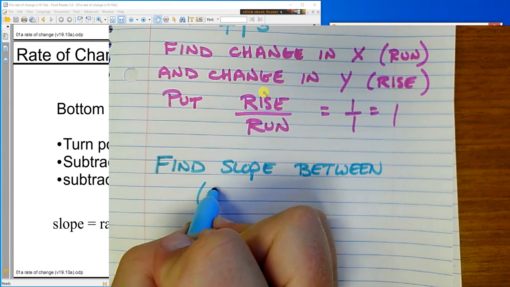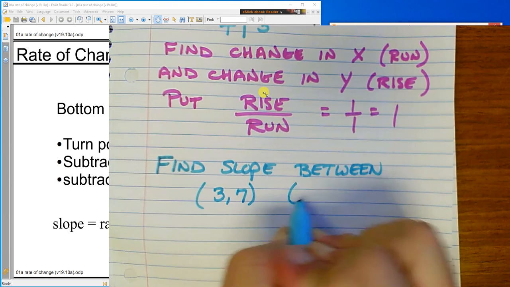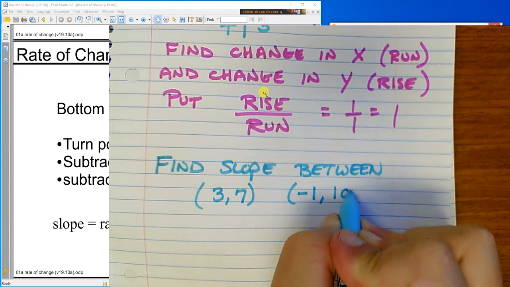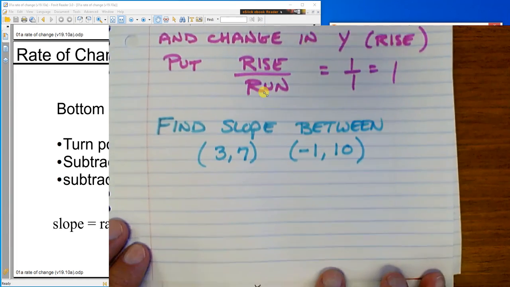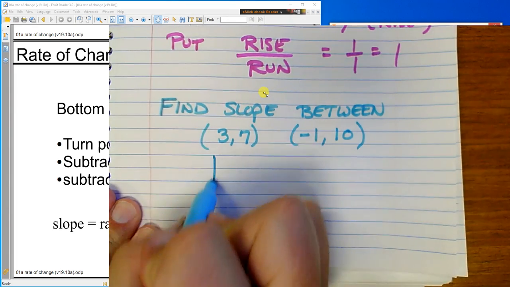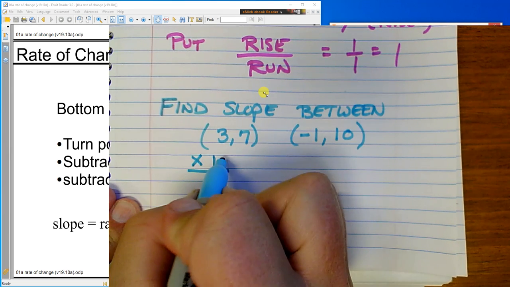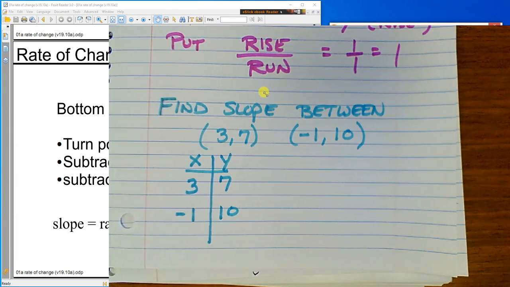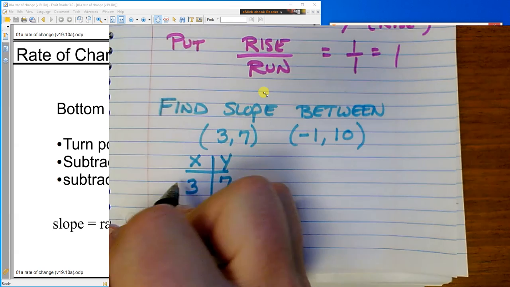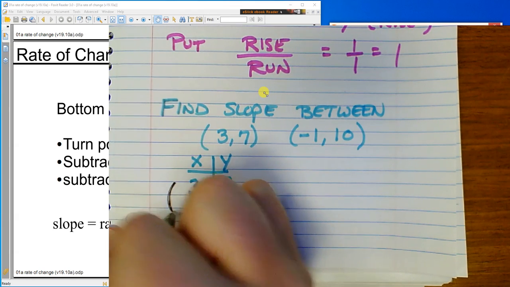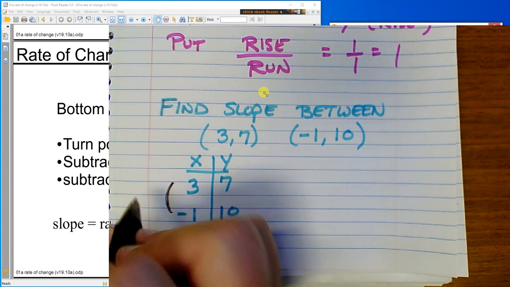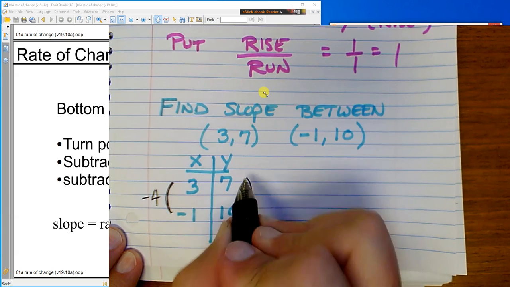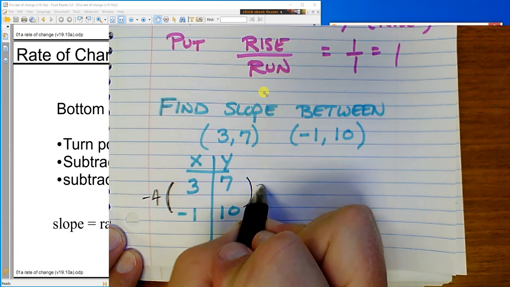Let's go with 3, 7 and negative 1, 10. So let's find the slope between those 2 points. So I'm going to make my table, x, y, 3, 7, negative 1, 10. We'll find my change in x, which is negative 4. It was at 3, and now it's at negative 1, so my change in x is negative 4. My change in y, it was at 7, now it's at 10, is 3.